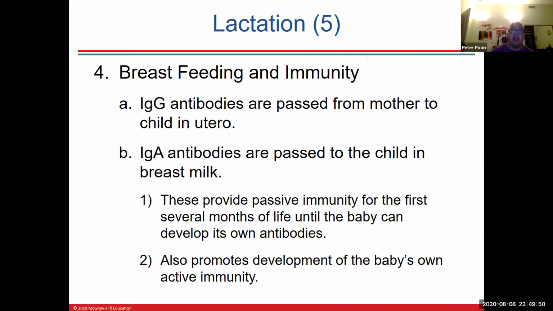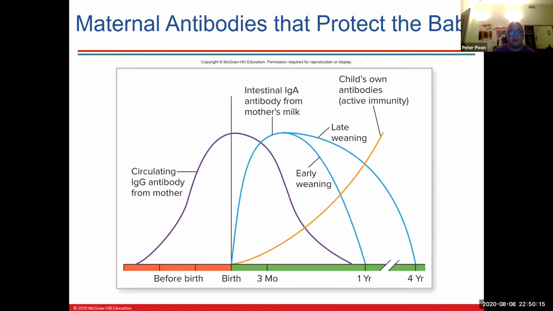Breastfeeding immunities. So we went over this in micro. IgG protects the child in utero because it passes through the bloodstream. IgA, after the birth, the mother produces IgA. IgA antibodies are passed through in the breast milk. So here you can see that here.